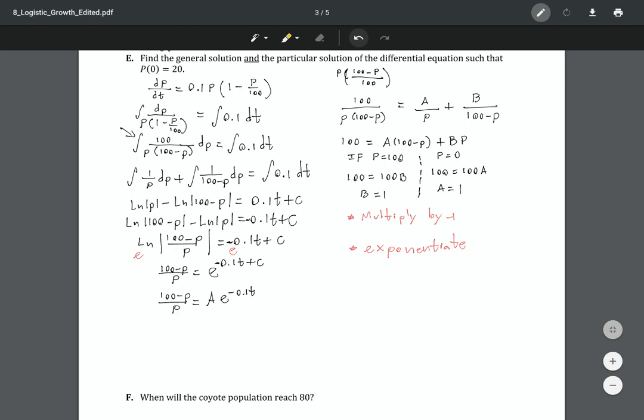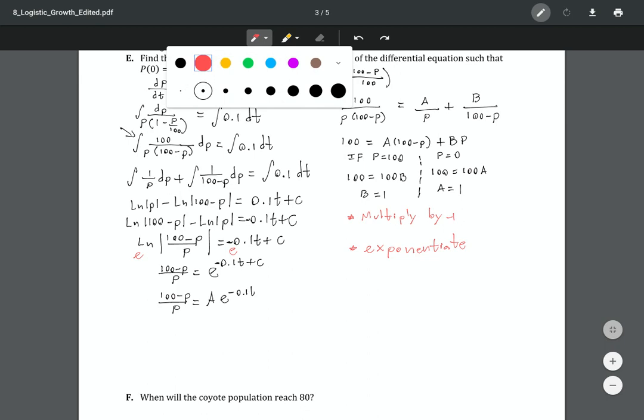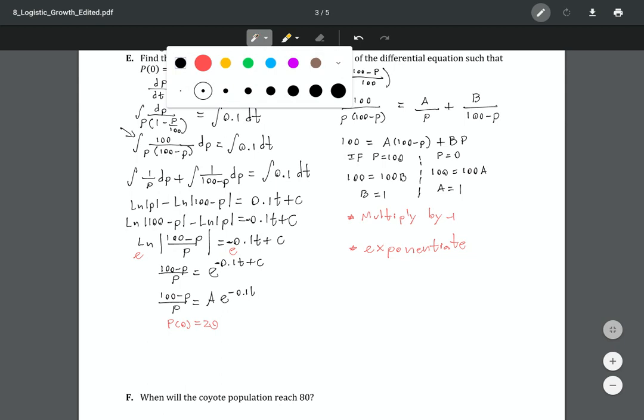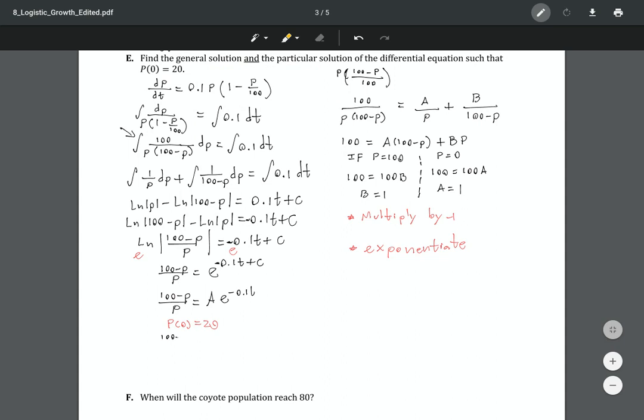All right, so remember that what we're doing is finding the general solution, right? So we actually want to find out what a is going to be. And at this point, I can, if I want to, go ahead and plug in the 0 and the 20, right? So we're going to plug in the initial population of 20. So now we have, let's see, 100 minus 20 divided by 20 is going to be equal to a e to the 0 power. So long story short, a is equal to 4.